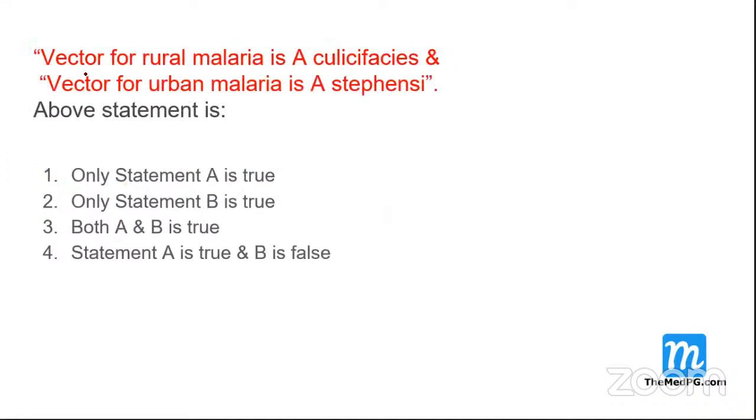Okay. Read the question carefully. Vector for rural malaria is Anopheles culicifacies. Vector for urban malaria is Anopheles stephensi. The above statement is. Now read this statement and read the options also. Only statement A is true. Only statement B is true, or both statements are true, or statement A is true and B is false. What is the answer, students?